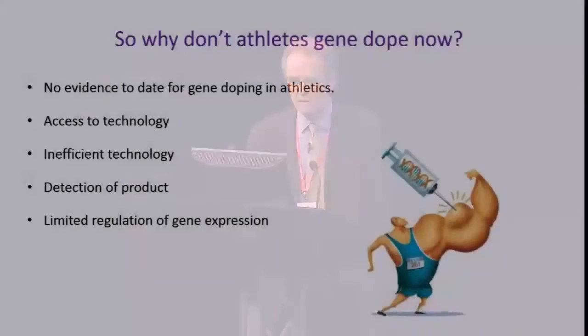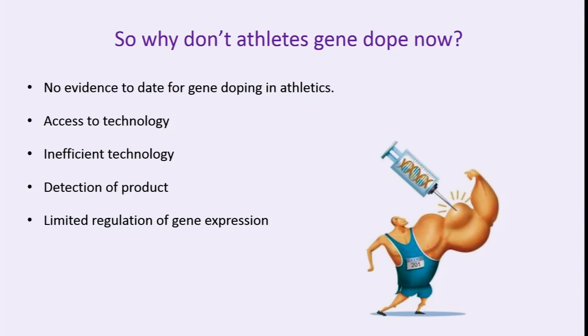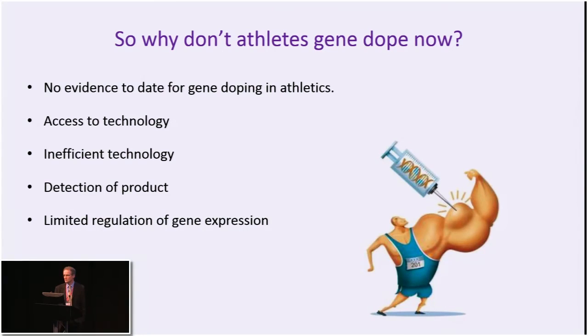So why don't athletes gene dope at the moment? Well, as far as I'm aware, there is no evidence that gene doping happens in athletics right now. And the question is why? Well, the first is the technology. It's very easy to genetically modify a mouse, particularly if you're doing a transgenic experiment. It's relatively easy using viral vectors now to genetically modify mice. It's a bit trickier in rats. And as you start to go up through the size, you come across a number of problems.